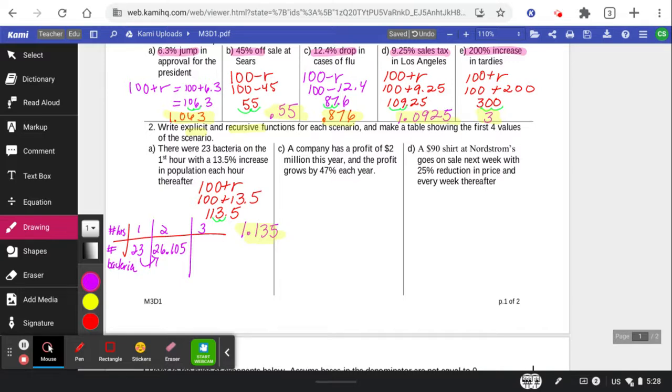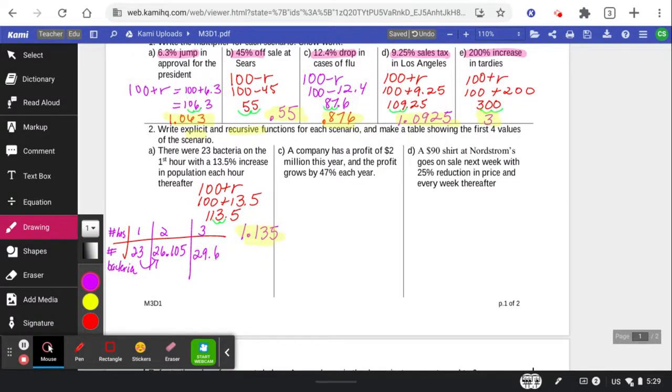Multiply it again. 26.105 times 1.135. 26.629. And then finally, the fourth term, multiply it times 1.135. And so it asked us to get a table with the first 4 values. There's my table for the first 4 values. Pause this and go try C and D. I don't know why there's no B. That's weird. Sorry about that.